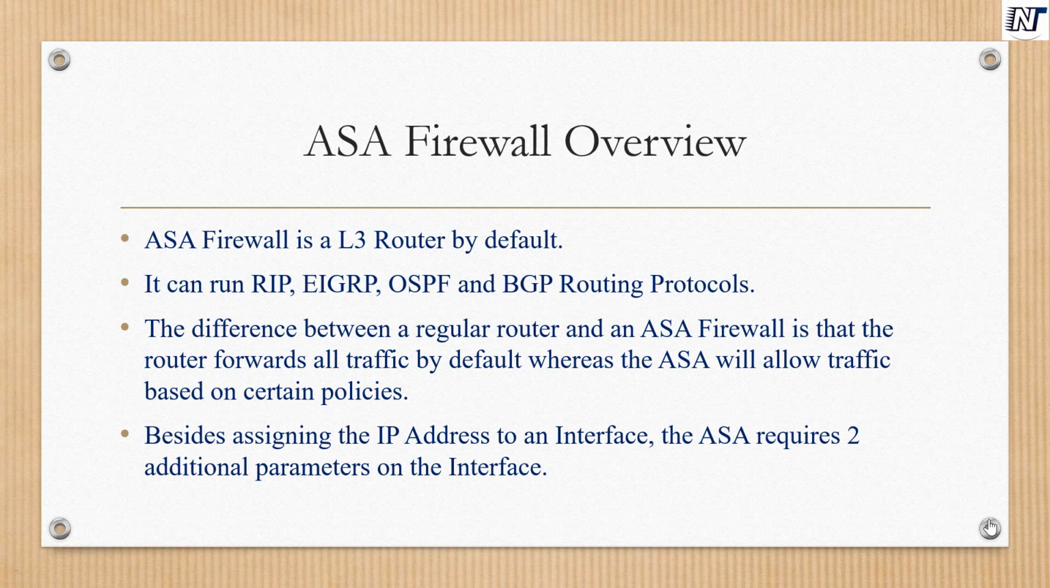Coming back over here, ASA is a layer 3 device. It has all the normal functionality of a router. It can run RIP, EIGRP, OSPF, and even BGP, and also static routes. By default, a router will allow all the traffic, but ASA will not allow all the traffic. It has a certain policy. There are also some things which are different from a normal router. To bring the interface up and running, it requires 2 additional commands besides the IP address.